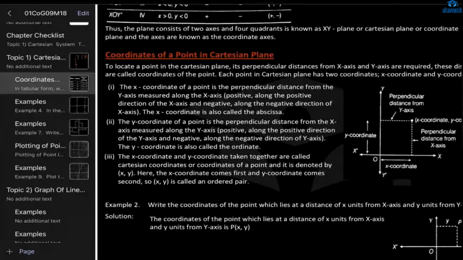The x coordinate of a point is the perpendicular distance from the y-axis measured along the x-axis, positive along the positive direction of the x-axis and negative along the negative direction of the x-axis. It means that if you are taking on the right hand side, along the positive x-axis, the value will be positive. If you're taking along the negative x-axis, the value will be negative. It is the perpendicular distance from the y-axis, measured along the x-axis. X coordinate.